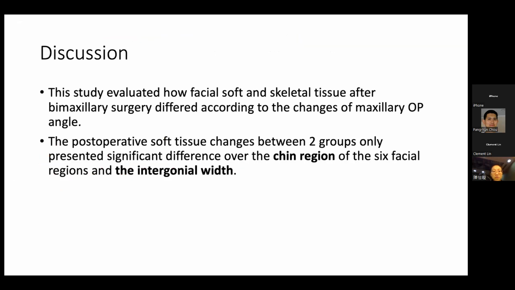Then we'll go to the discussion. This study evaluated how facial soft tissue and skeletal tissue after maxillary surgery differed according to the changes of maxillary occlusal plane angle. The postoperative soft tissue changes between two groups only presented significant differences over the chin volume of the 6 facial regions and the intergonial width.